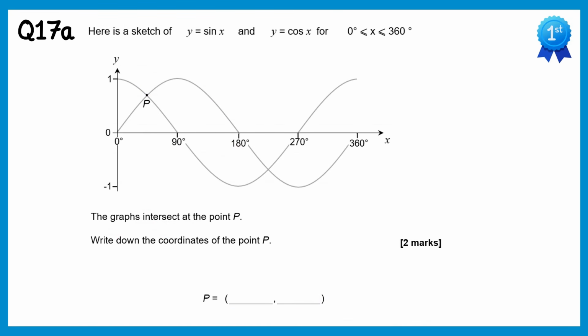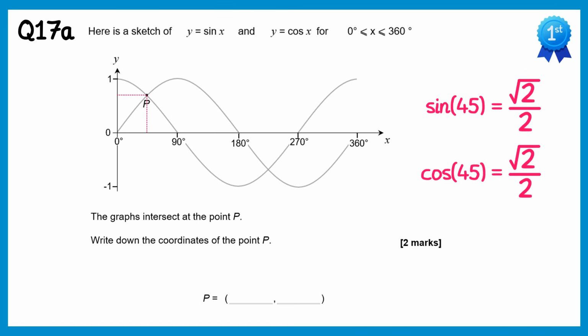In this question, we're looking for the coordinates of P, so we want to know this value down here and this value over here. This relies on you knowing some exact trig values. So you should know that sine of 45 is square root 2/2, and cos of 45 is also square root 2/2. So when we do sine of 45 and cos of 45, we end up with the same value, so this must correspond to the point P in this diagram. So the value of the angle, which is on the x-axis here, is 45 degrees, and the y-axis value is square root 2/2, which you may also write as 1/√2.